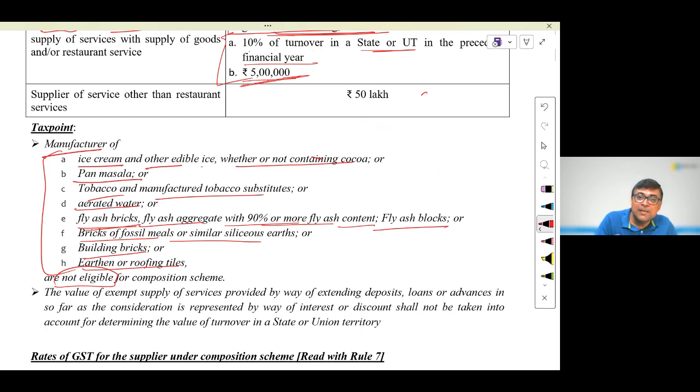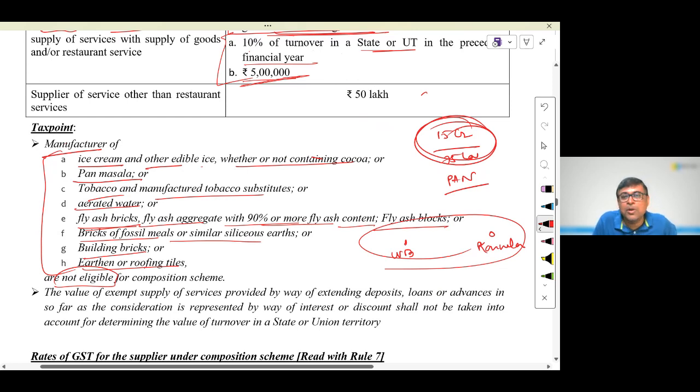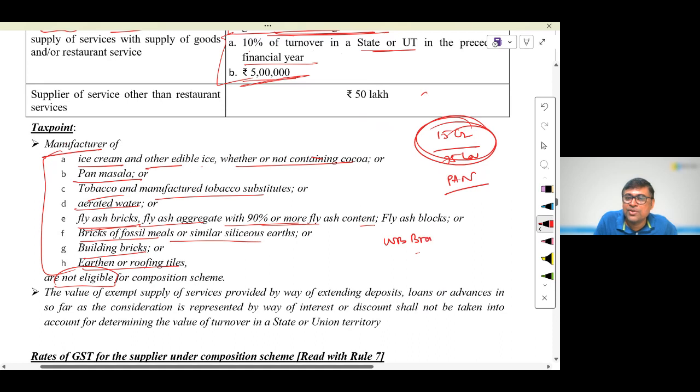Moreover, the threshold limit of 1.5 crore or 75 lakh is PAN-based turnover. It may happen you have two different branches, one in Bengal and another one in Karnataka. Your turnover of this 1.5 crore or 75 lakh should be on a consolidated basis. Moreover, West Bengal branch and Bangalore branch.